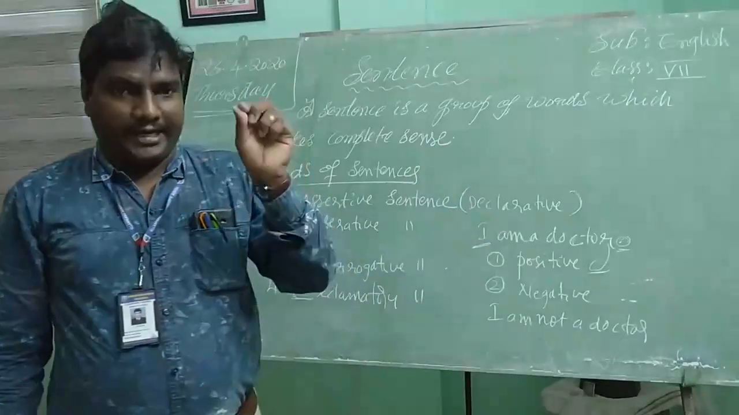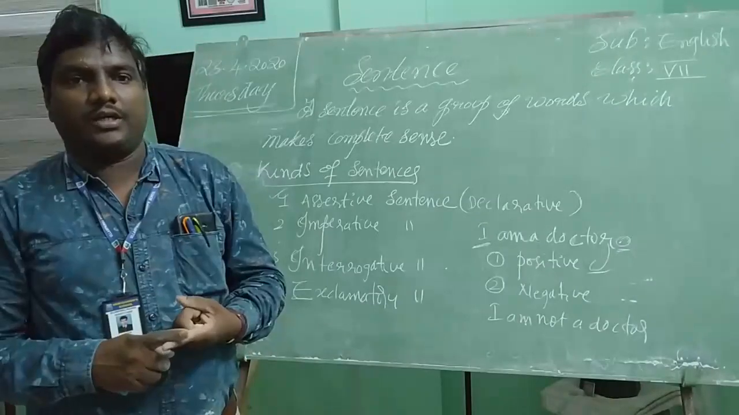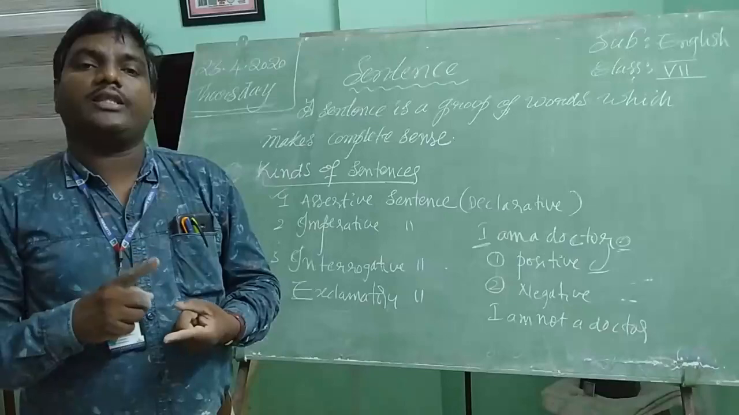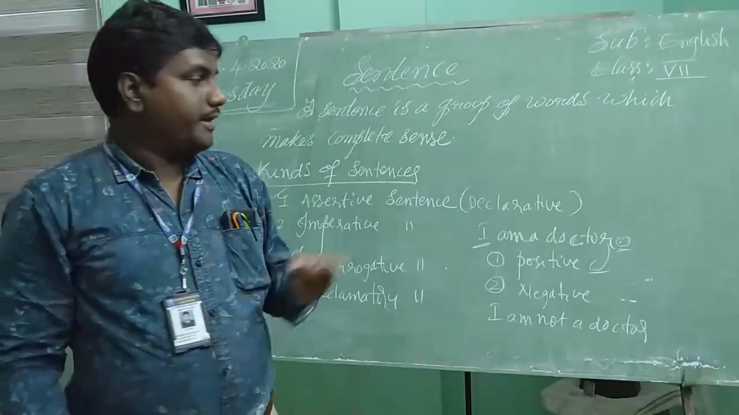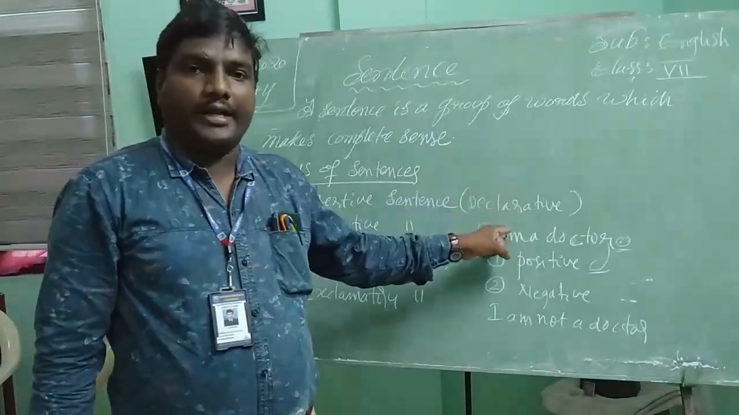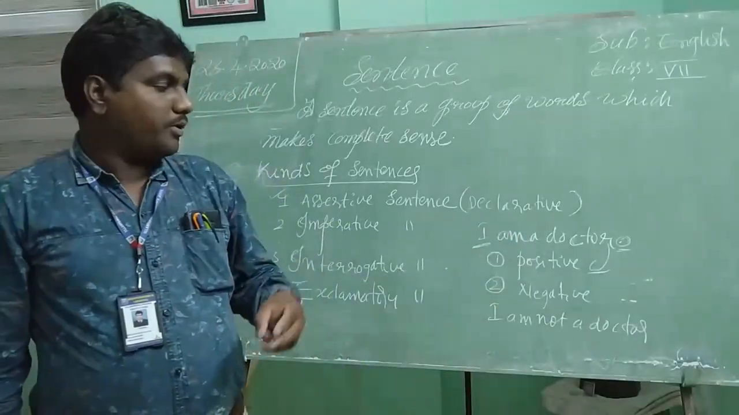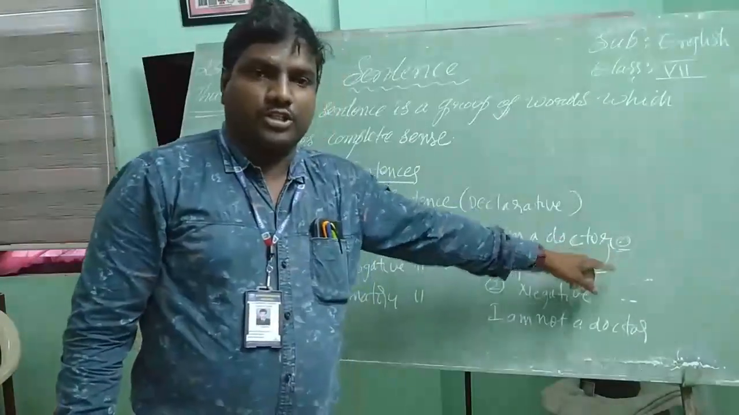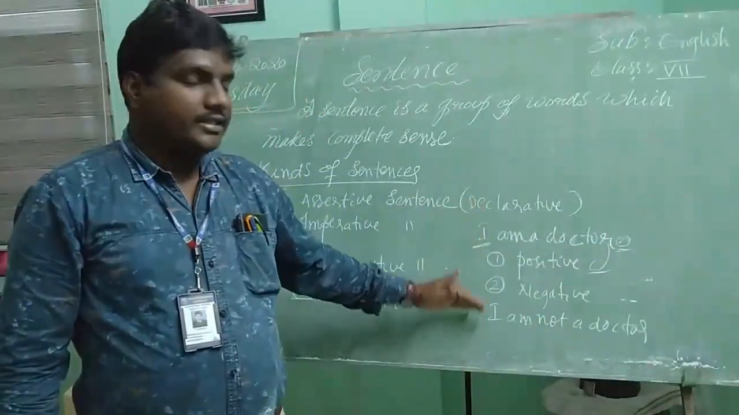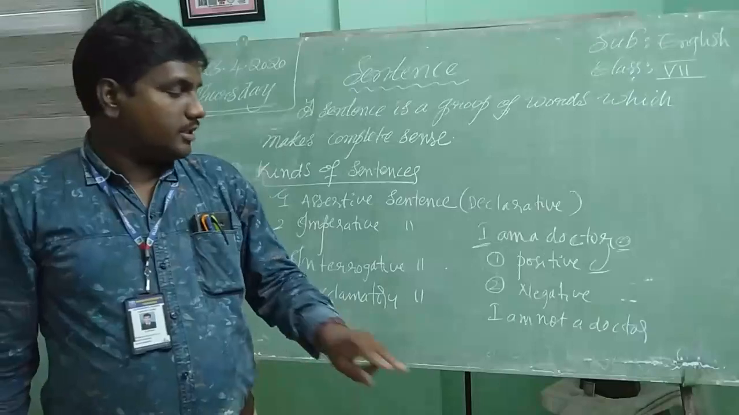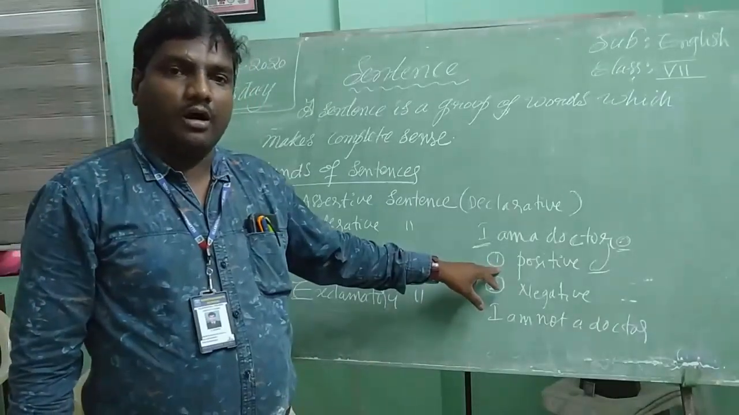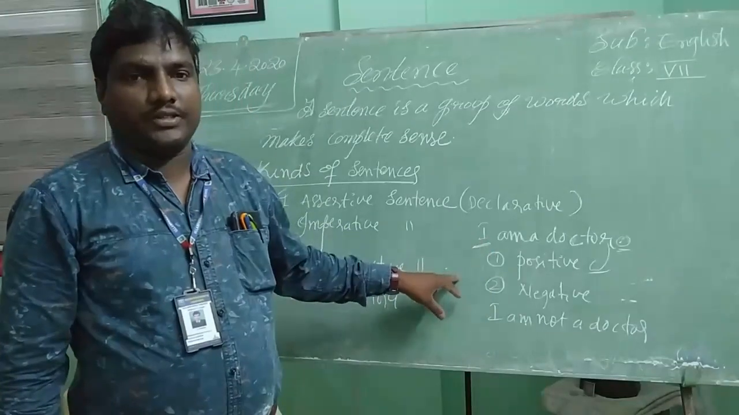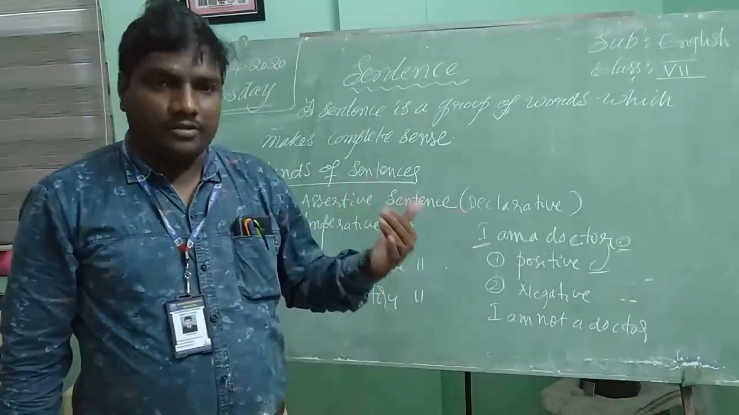Once again I repeat, an assertive sentence starts with a capital letter and ends with a full stop. Second point, all these statements are said to be assertive sentences or declarative sentences. Third point, an assertive sentence can be divided into 2 subtypes, like positive sentence or affirmative, and second one, negative. I am a doctor, positive sentence. I am not a doctor, negative sentence.